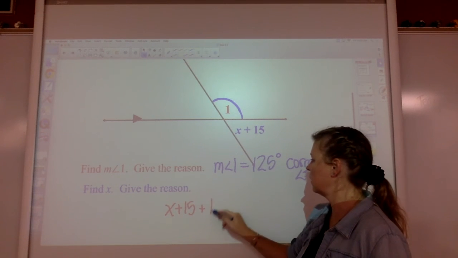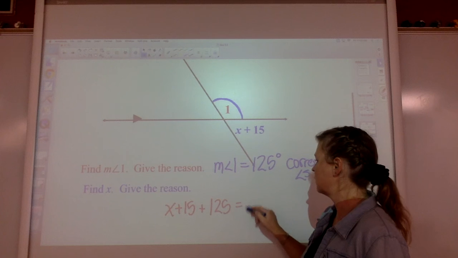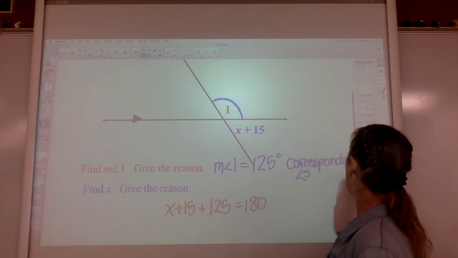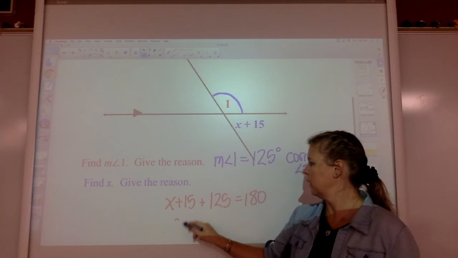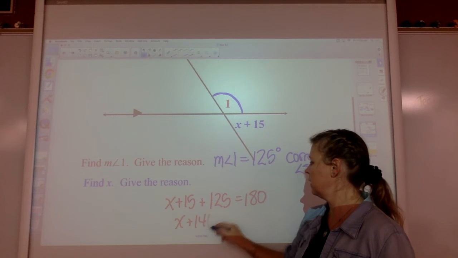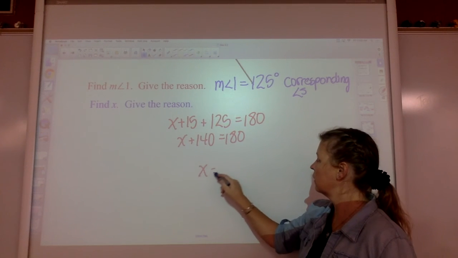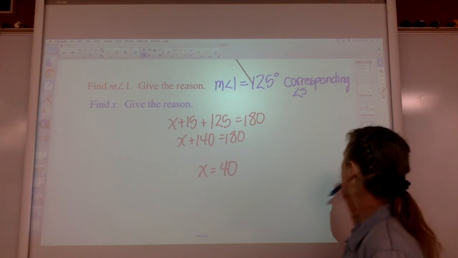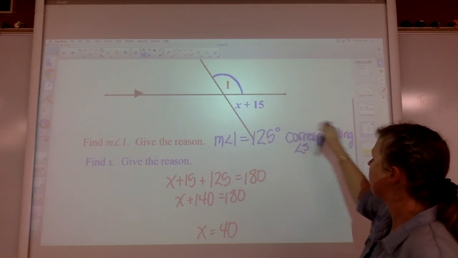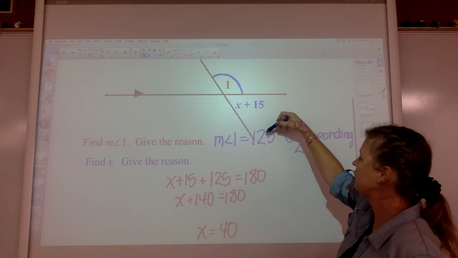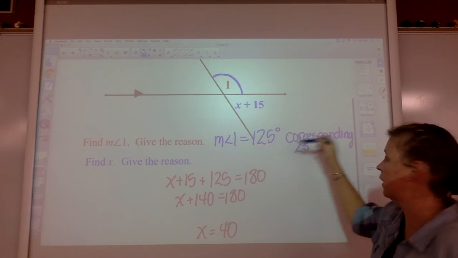Hopefully you got angle 1 correct. So when we add those together, it will equal 180. We get x plus 140 equals 180, and x equals 40. Make sure it makes sense before you finish this off. 40 plus 15 is 55. 55 plus 125 is 180.